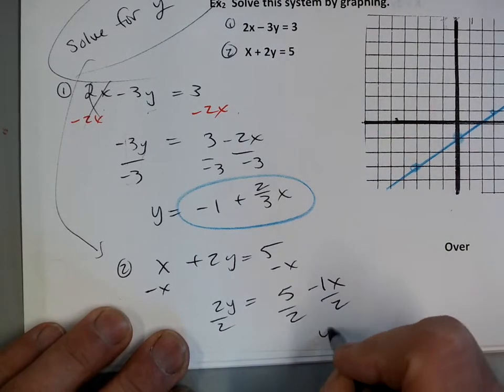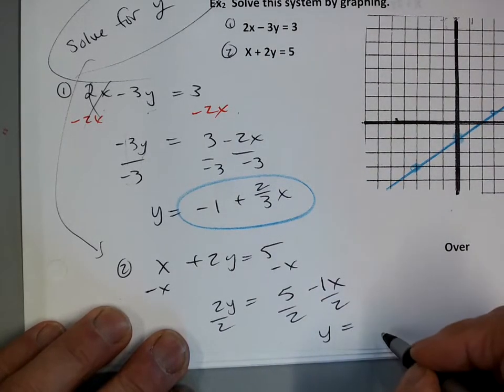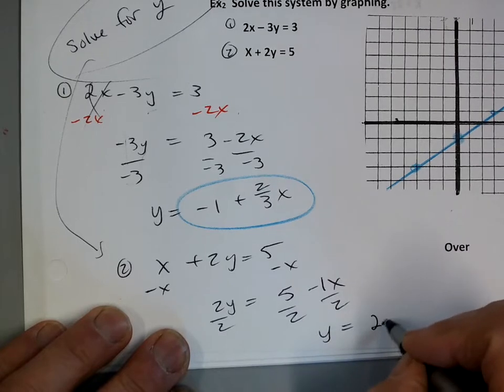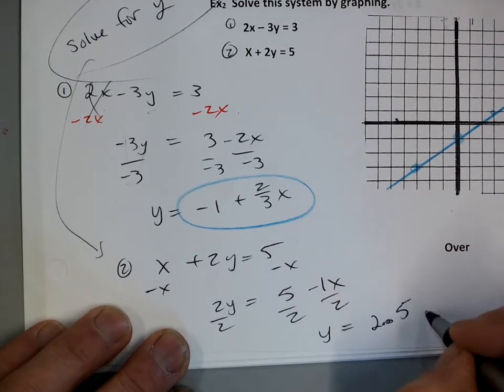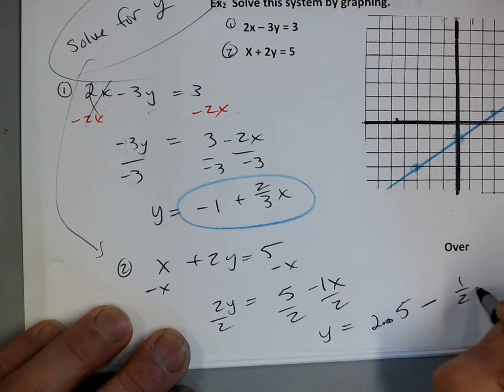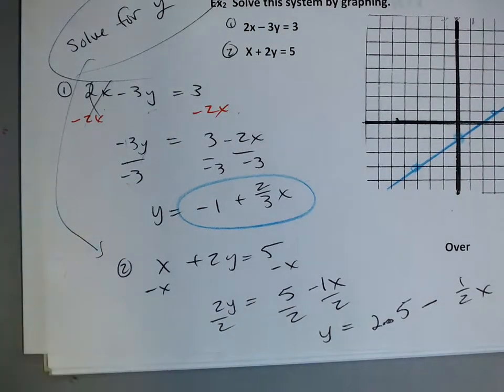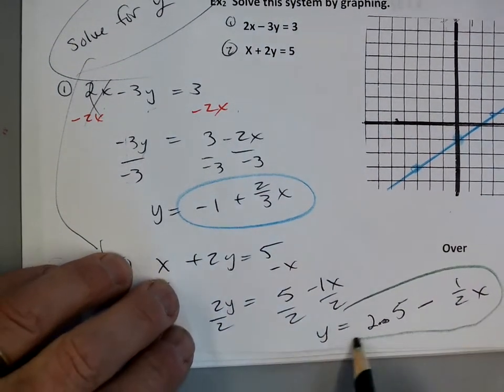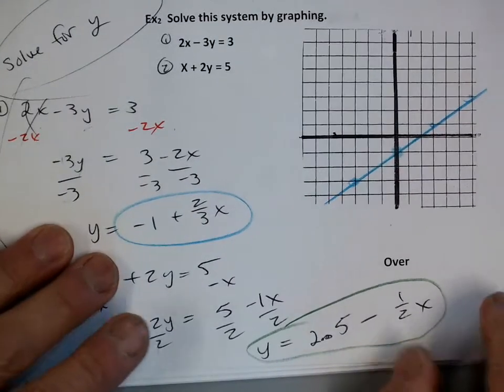So then we get y equals 2.5 minus 1/2 x, okay? So now we're starting to get into these decimals, right? But I can do it.